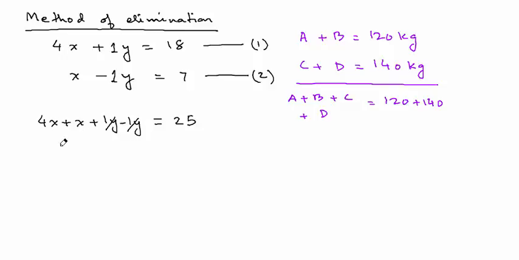There's no y anymore. We only need to deal with x. 4x plus x is 5x. 5x is equal to 25. Therefore, x is equal to piece of cake. Divide by 5, you get x is equal to 5.